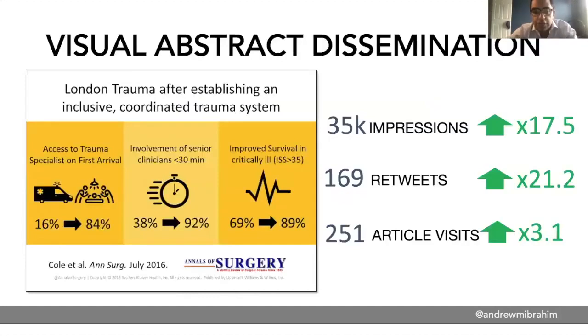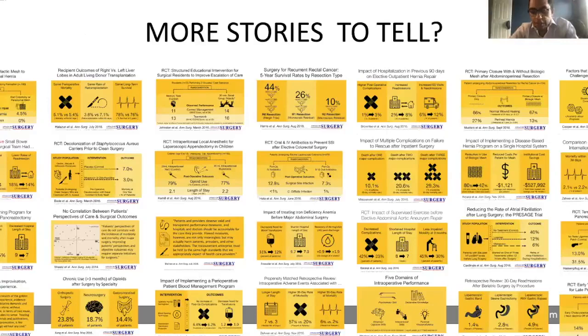In the first 2 weeks after sharing it as a visual abstract on social media, it got seen 35,000 times. 169 people went on to share it, and the article got read and downloaded almost 3 times as often. So the Annals of Surgery is one of the flagship journals in academic surgery, and we realized we had many stories to tell that I thought were important. So over the next year and a half, I created about 120 visual abstracts and disseminated them on social media.